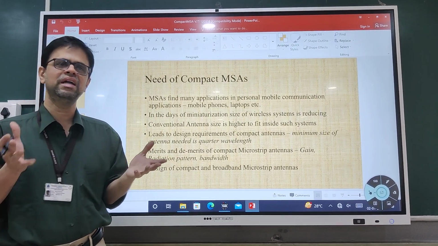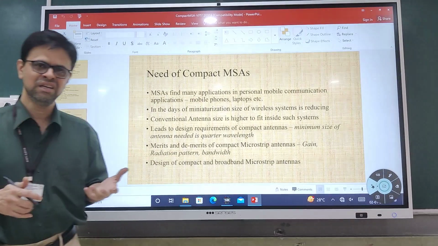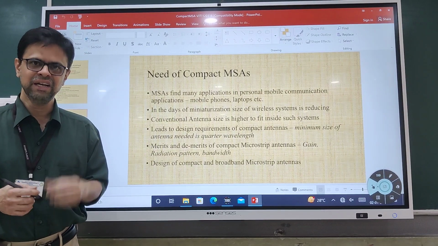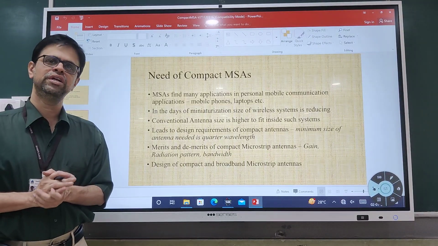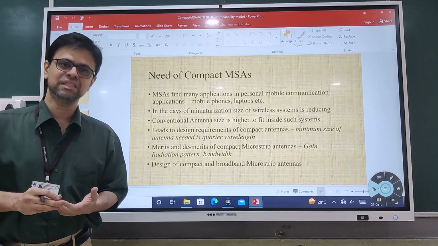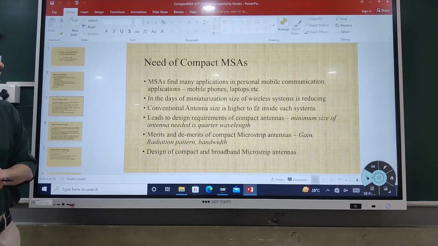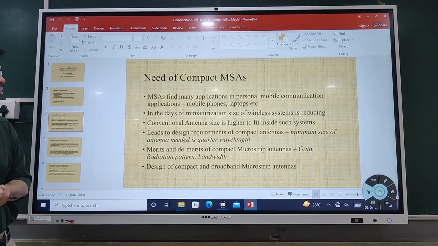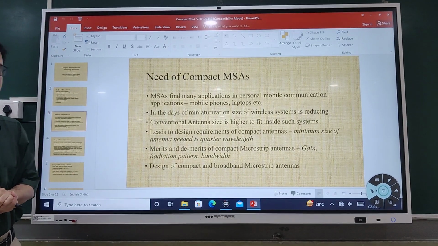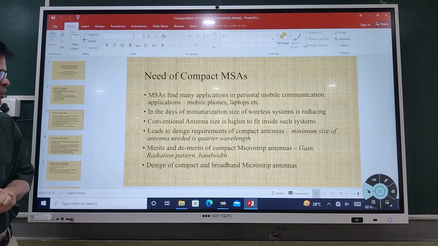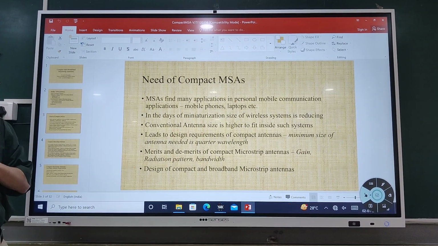Conformal means it is residing on the surface of the application device, and hence microstrip antennas are heavily used. A lot of research has gone into realizing a compact structure. Here we have talked about the need for miniaturization, why it is required, and that a conventional antenna cannot fit inside such a wireless system. So you need a design which is compact in nature.